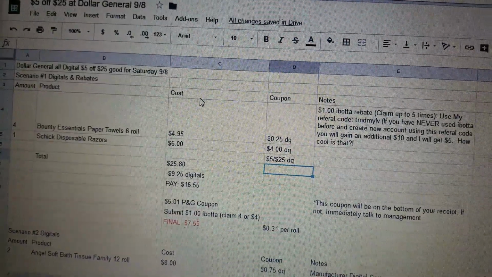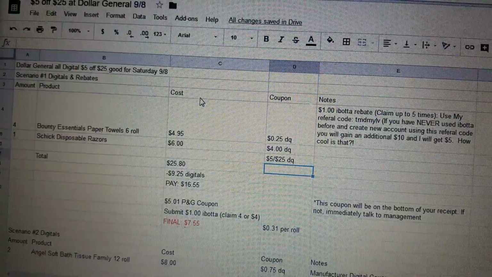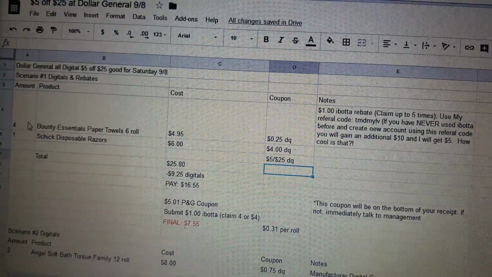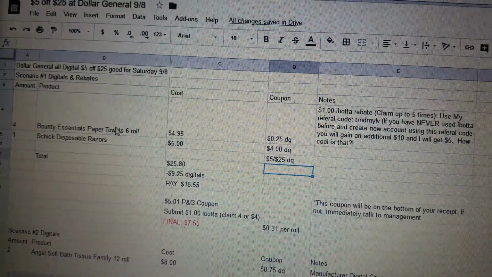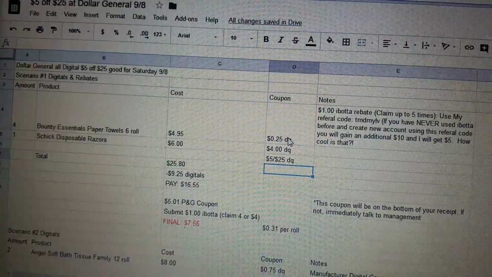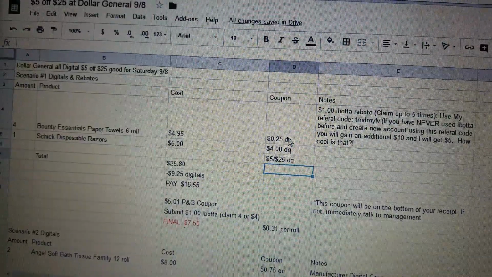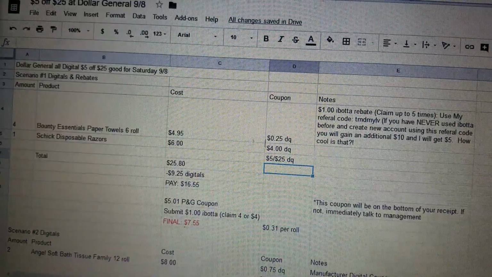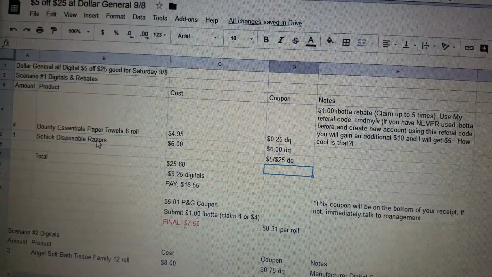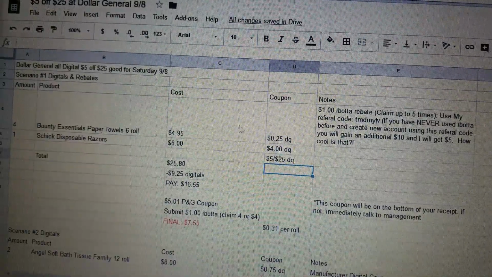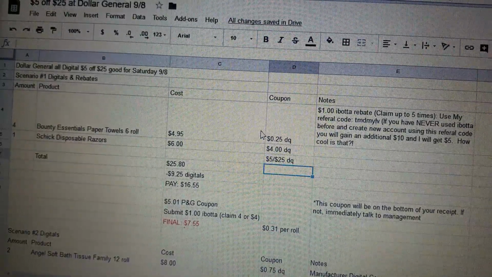I kind of talked about that the other day, how you can still get that PNG coupon by purchasing the Bounty Essentials. You would pick up four of the Bounty Essentials paper towels. Those are the six rolls. They are $4.95, and we have a 25-cent digital coupon. If you had some of the paper coupons as well to pair up with that, that would be great. But I would make sure it was just obviously the four, because you do have to spend $15 of this product to get that $5 PNG coupon.